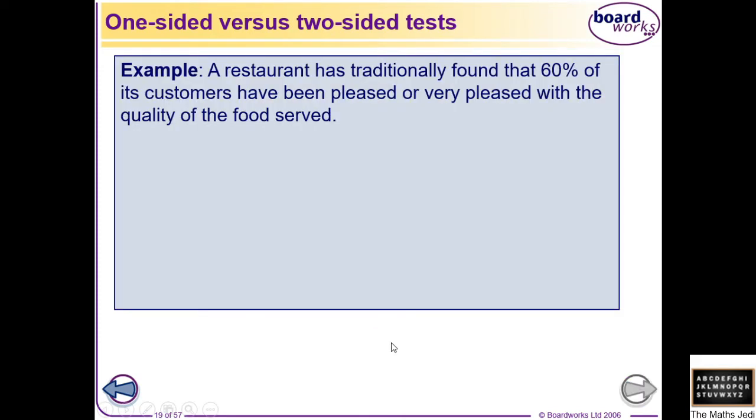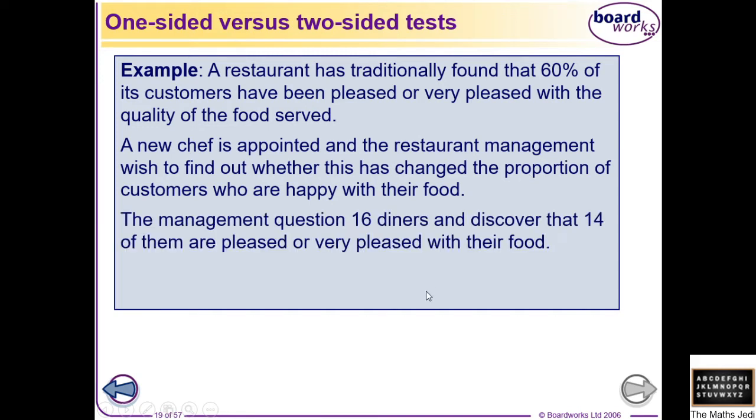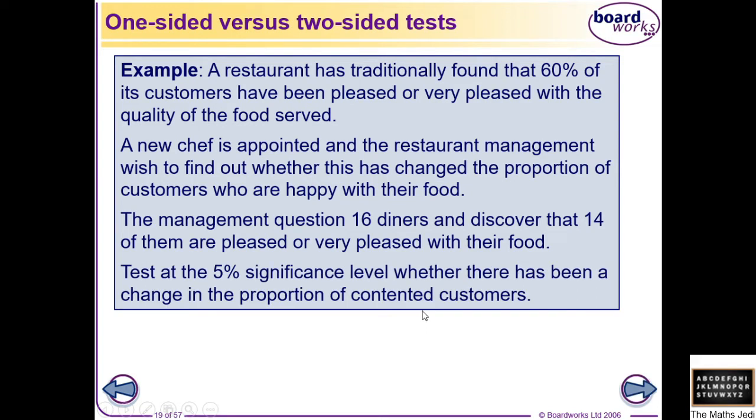Here's a good example. So just to start off, we'll do an example in here and then we'll head off into the books, much like last time. This particular example is talking about a restaurant finding that 60% of its customers have been pleased or very pleased. A new chef is appointed and the restaurant management wish to find out whether this has changed. So the key word there is changed, not whether it's gone up, not whether it's gone down, but they're looking for a change in the proportion. That's what tells you that this is a two-tailed testing question. He's questioning 16 diners and recognizing that 14 of them are pleased or very pleased with their food, and they want to see at a 5% significance level whether there's been a change in proportion of contented customers.